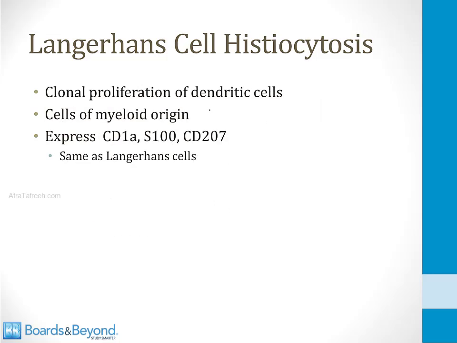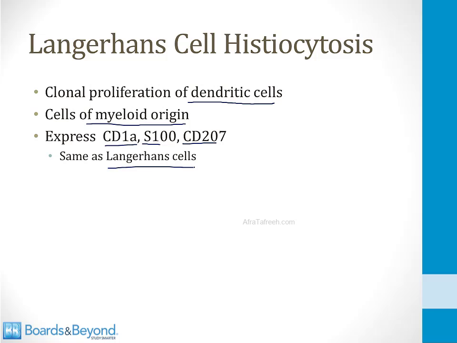This disorder is a clonal proliferation of dendritic cells, those professional antigen presenting cells we talked about in the last slide. It's called Langerhans cell histiocytosis because it used to be believed that Langerhans cells in the skin were the cells that become malignant in this condition. It turns out that the malignant cells are actually precursor myeloid cells that just look like Langerhans cells, but regardless, they express antigens like CD100, S100, and CD207. These are the same antigens as Langerhans cells.